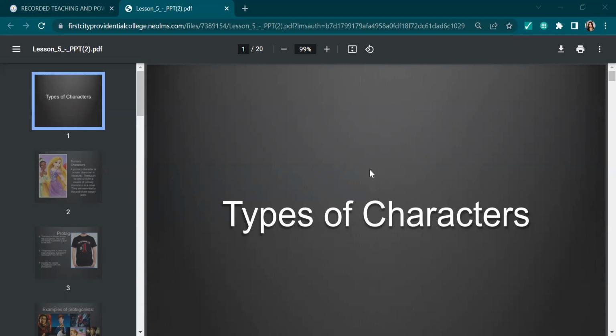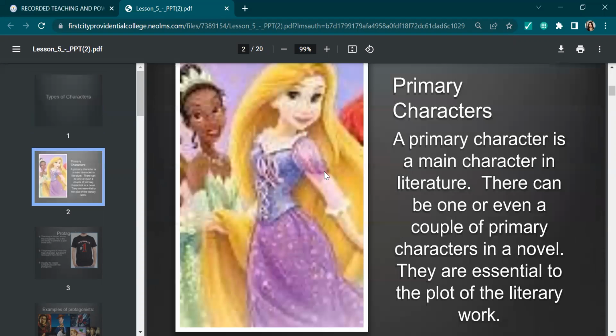story. So, types of characters. We have first the primary characters. A primary character is a main character in the piece. There can be one or even a couple of primary characters in a novel. They are essential to the plot of the literary text.